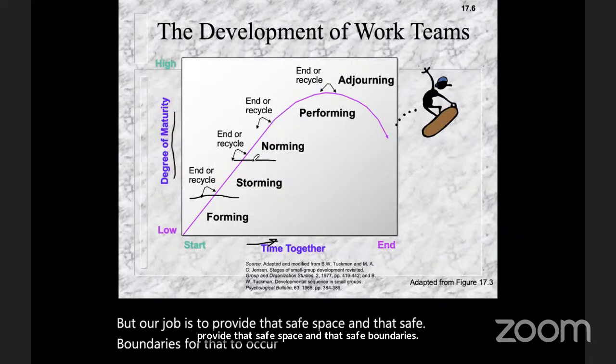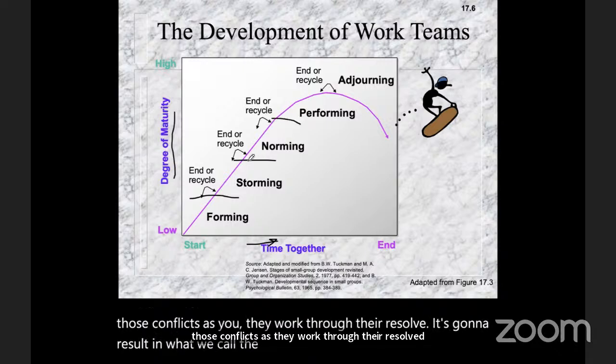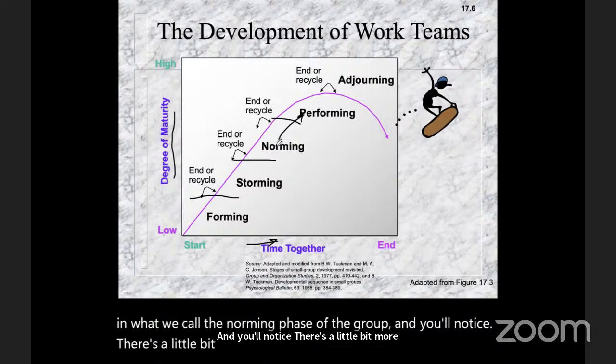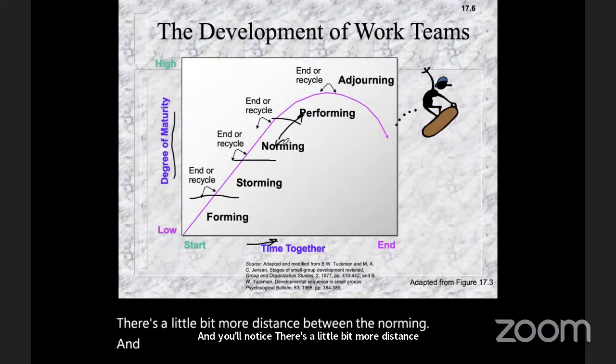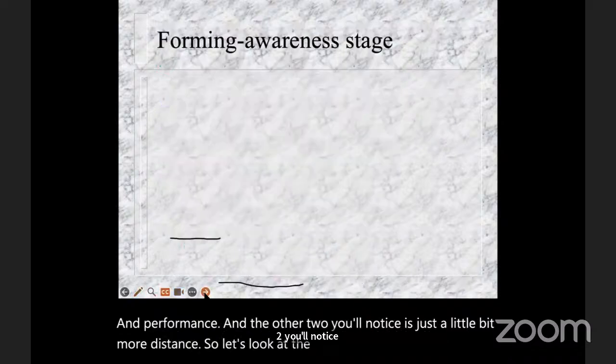Because what's going to happen is those conflicts, they work through, they're resolved, it's going to result in what we call the norming phase of the group. And you'll notice there's a little bit more distance between the norming and performing and the other two. So let's look at the norming aspect of a group.